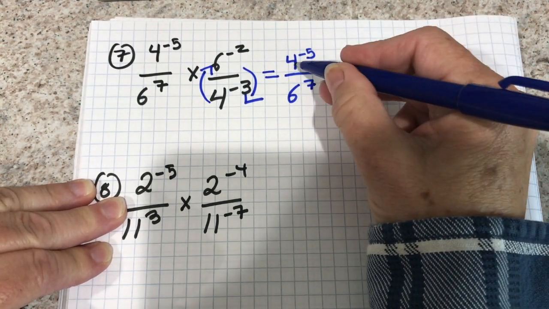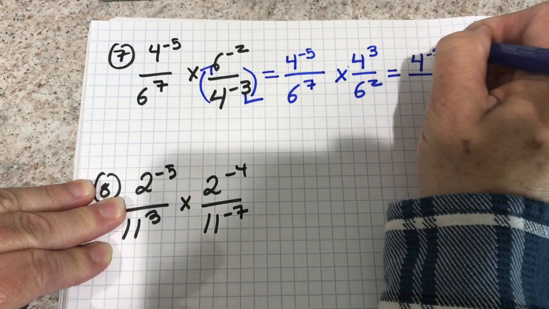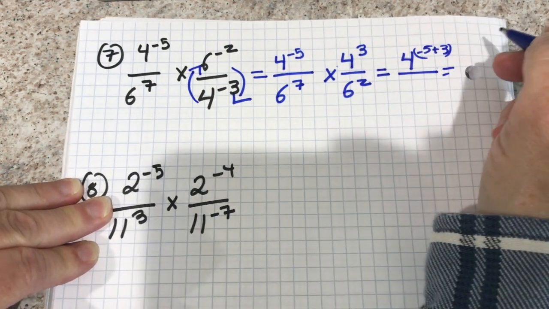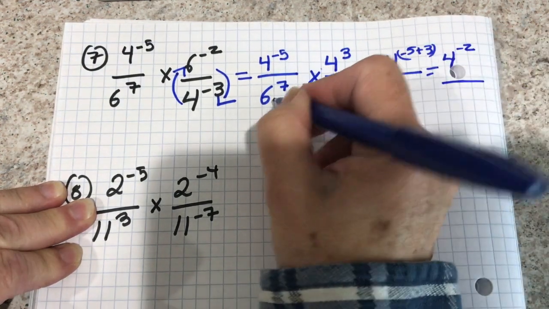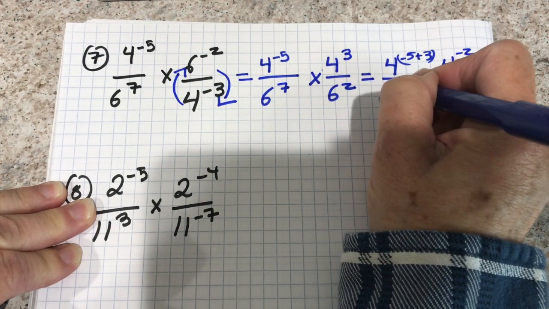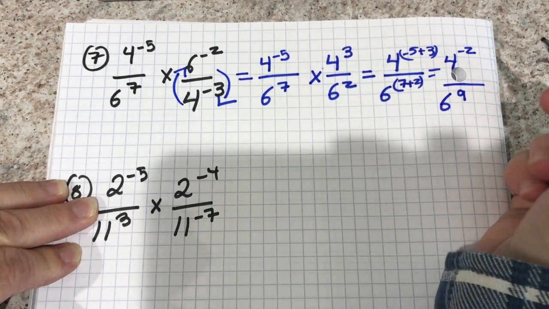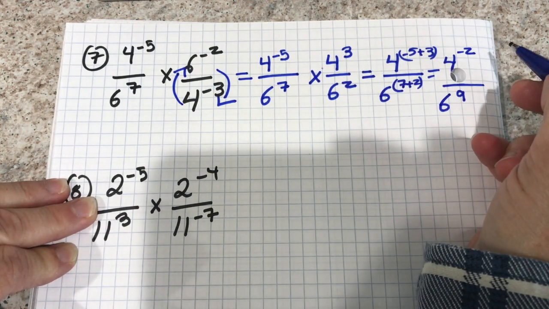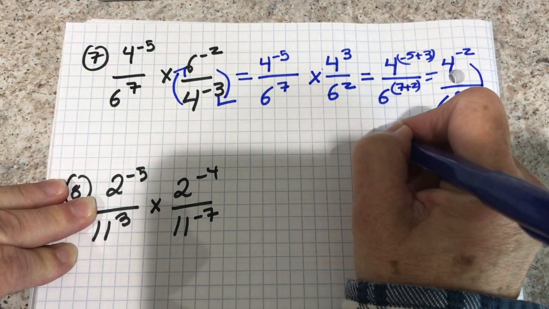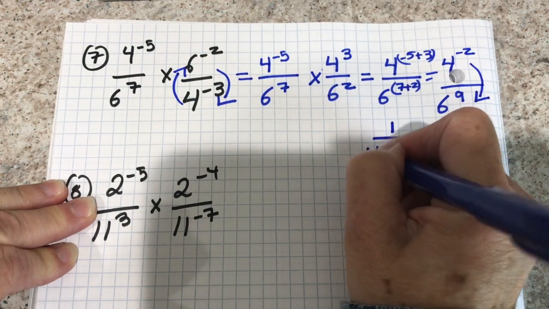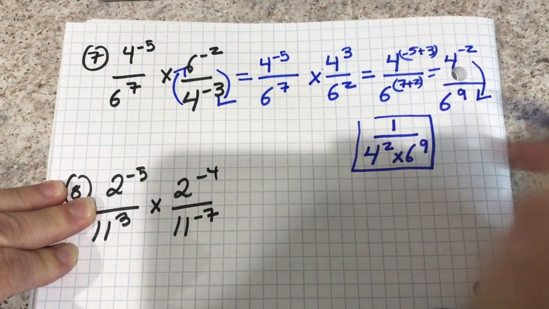Now it's a multiplication problem, so I can add the exponents. Negative 5 plus 3 gives me 4 to the negative 2 power, and I can do 7 plus 2, add the exponents, gives me 6 to the 9th power. Now, the last thing I need to do, the problem says to write them with positive exponents, I need to move that 4 to the bottom. So now I have 1 over 4 squared times 6 to the 9th. And that is the final answer.